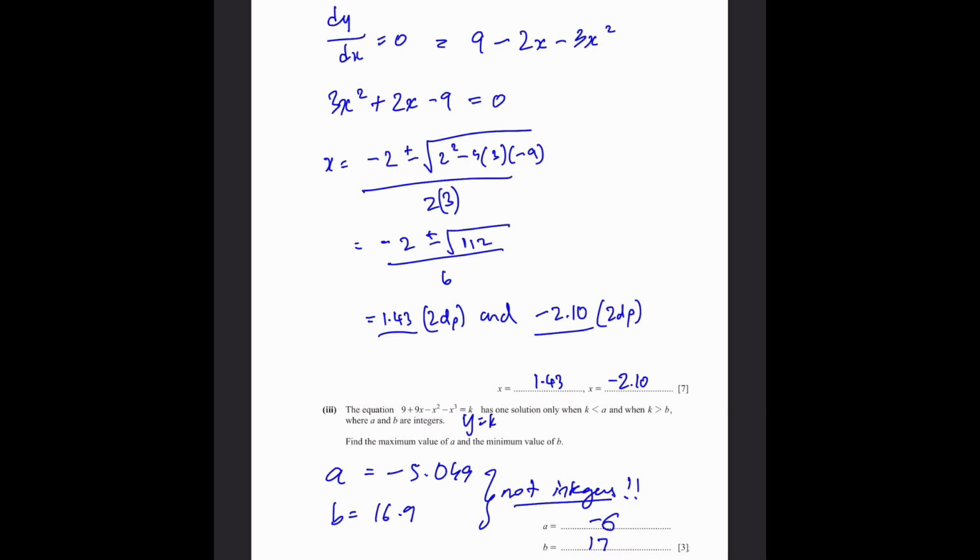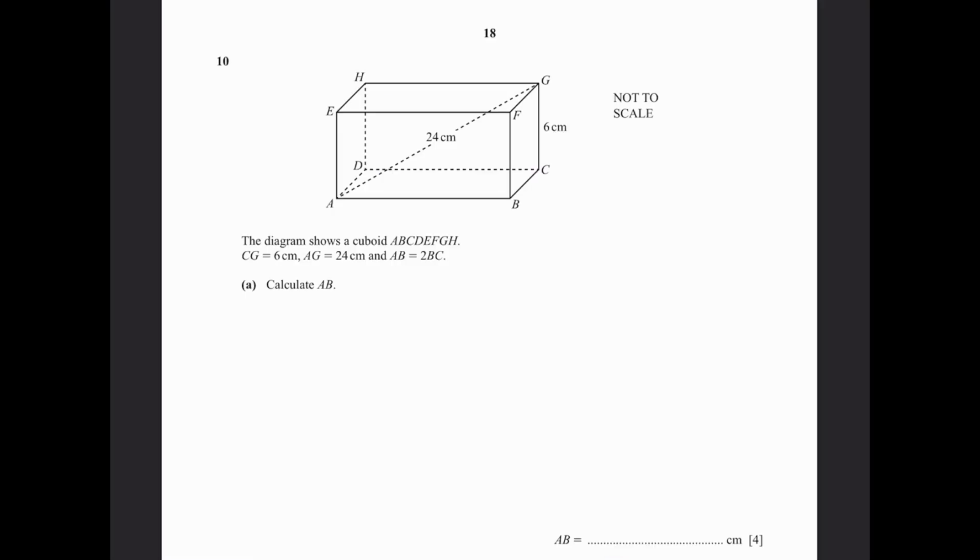Let's go to question 10. The diagram shows a cuboid ABCDEFGH. CG is equal to 6 centimeters, which is the height. AG is 24 centimeters, the long diagonal. And AB is equal to 2 times BC. Part A: Calculate AB. So we know that AB is 2 times BC.